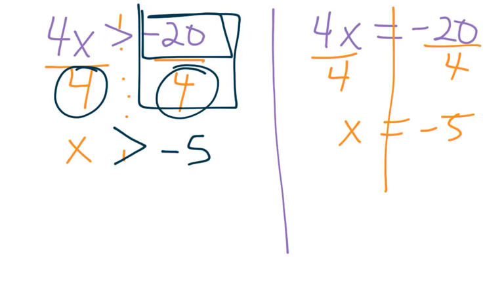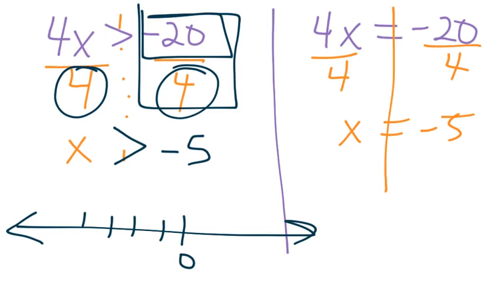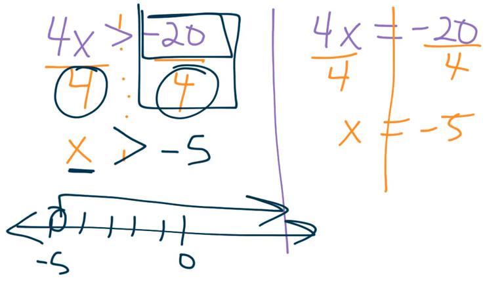Okay? So now we graph it. We'll go to negative 5. It's going to be an open circle on negative 5, and we want numbers greater than negative 5, so we shade to the right.